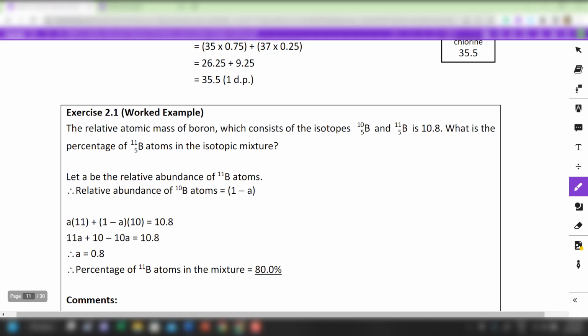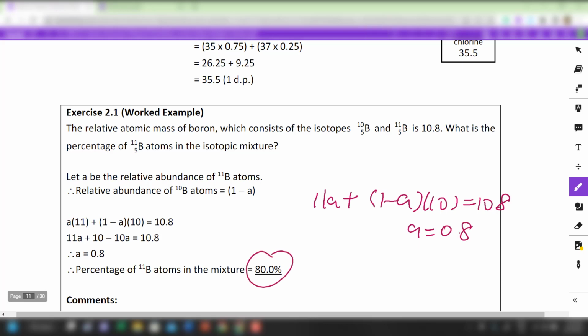Yeah, so again, simple mathematics over here. So what you have would be 11A plus (1 minus A) times 10 equals 10.8. You have one equation, one unknown. So you can easily determine it to be 0.8. So the relative abundance will be 80%. Okay, so this can be done quite easily, right?